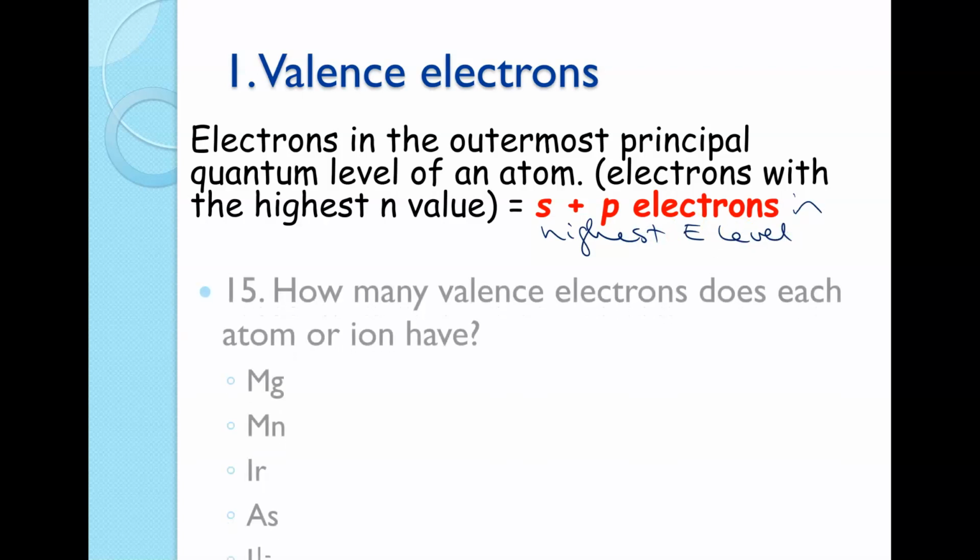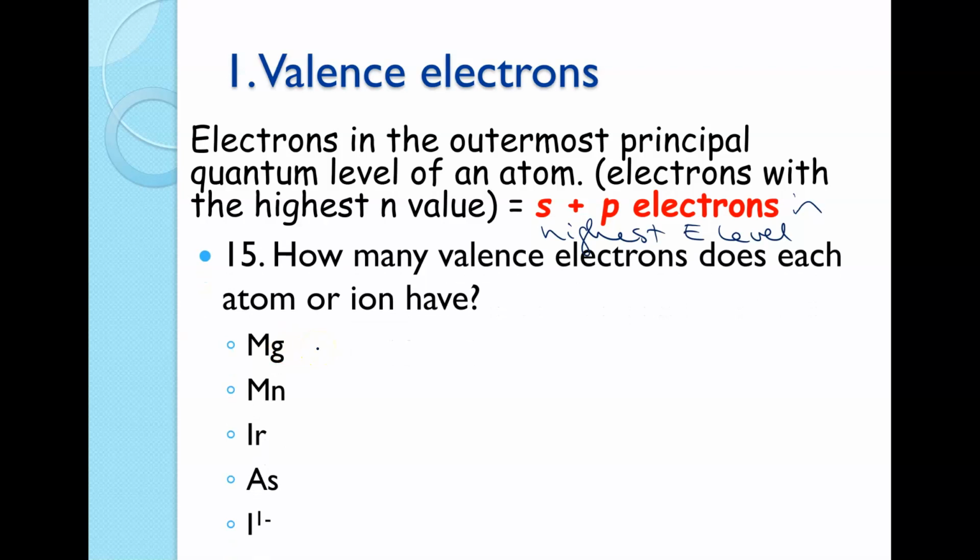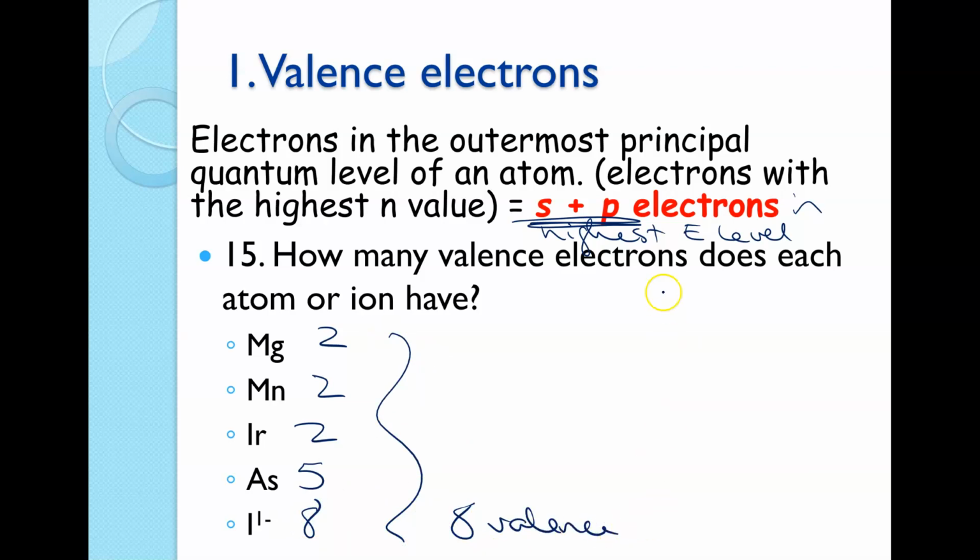Okay, so you need to look back at your electron configurations for these. If you look at magnesium, it was neon 3s2. It has 2 valence electrons. If you look at manganese, it ends in argon 4s2 3d5. It has 2 valence electrons. Iridium is, I forgot what it was, xenon 6s2 4f14 5d7. It has 2 valence electrons. Arsenic, on the other hand, was argon 4s2 3d10 4p3. So S and P electrons added together is 5. And iodine with 1 minus was krypton, 5s2, 4d10, 5p6. 2 plus 6 is 8. That's the most you'll ever see is 8 valence electrons because that fills the S and the P's.